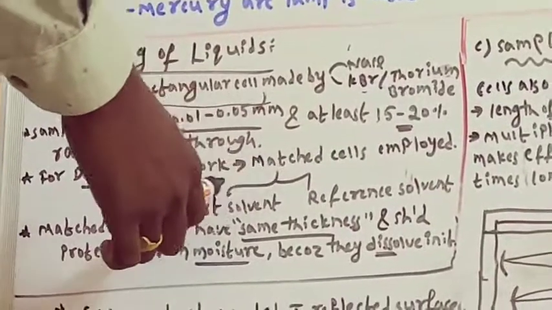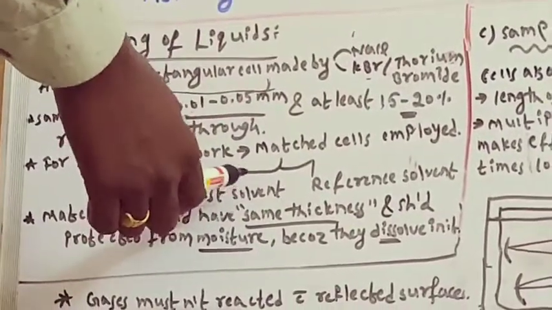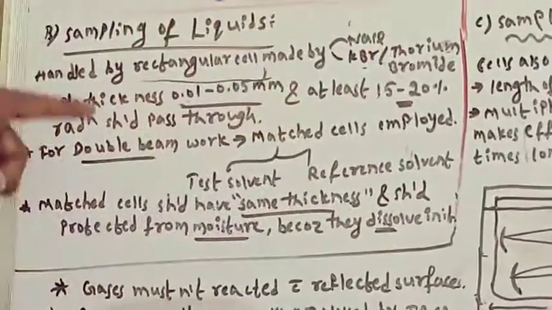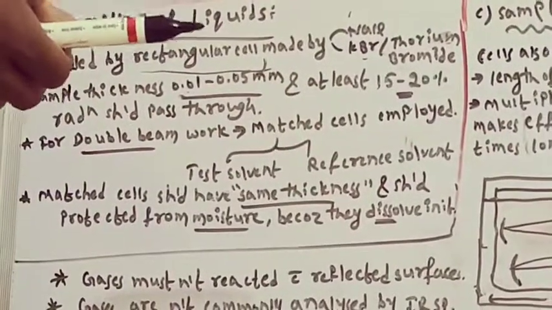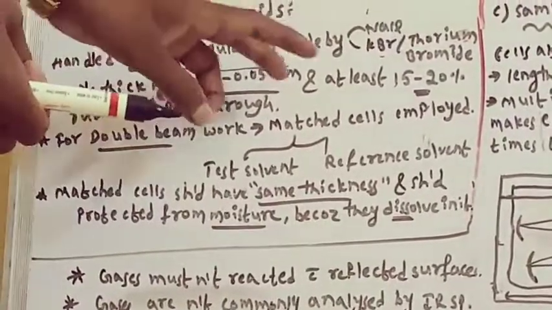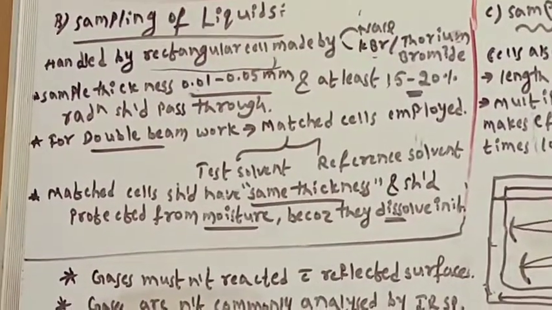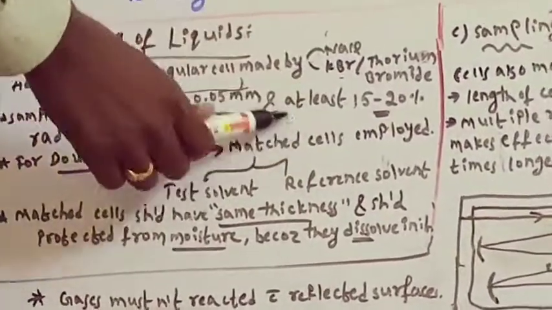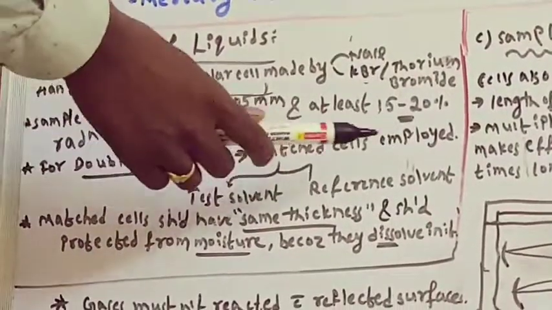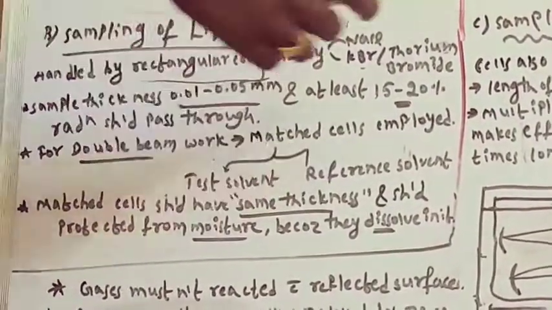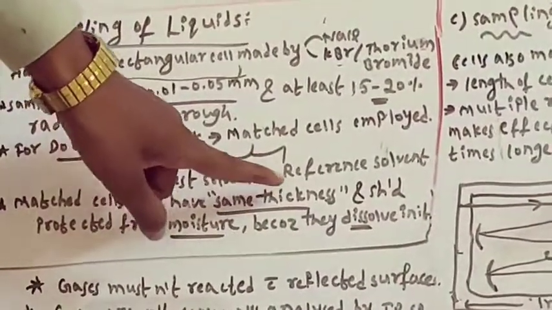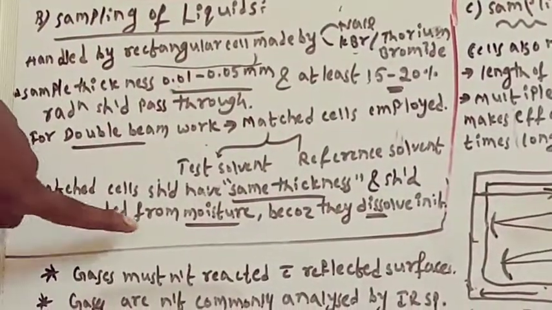Matched cells: one is for the test sample or test solvent, another for the reference solvent or reference liquid. Double beam means we have seen the double beam instrument. If you are using a double beam IR spectrophotometer, then we need to use matched cells, and the dimensions of both cells should be matched. One cell is used for the test sample, another matched cell for the reference solvent. These matched cells should have the same thickness.